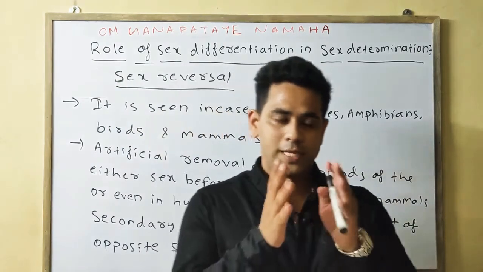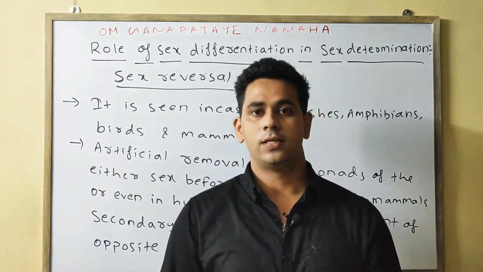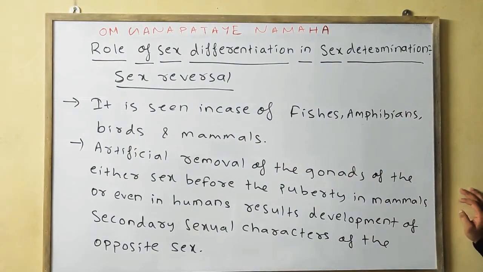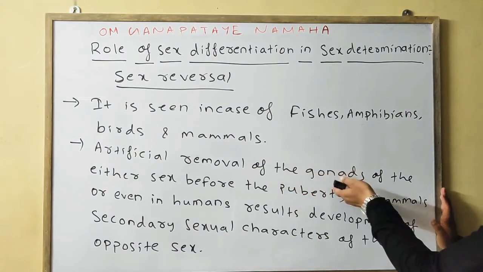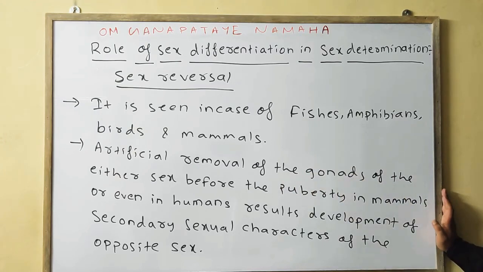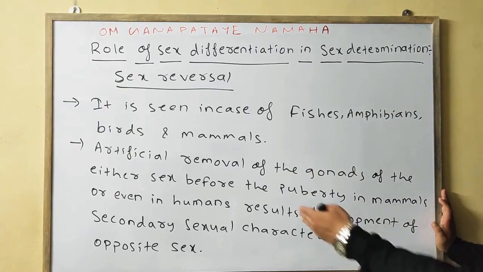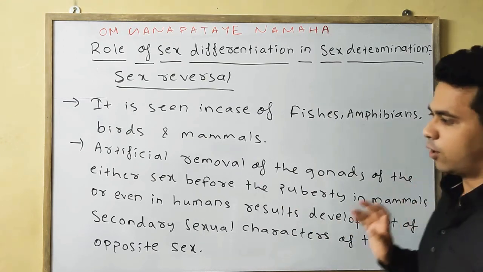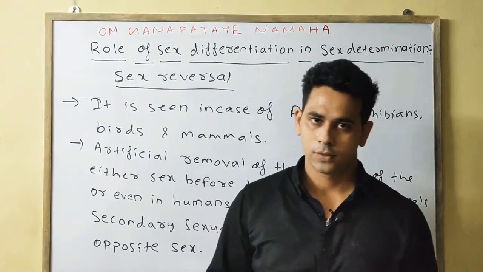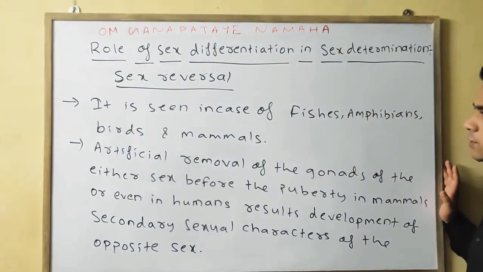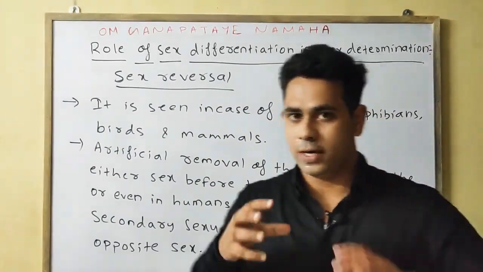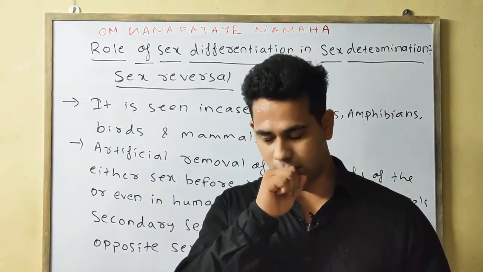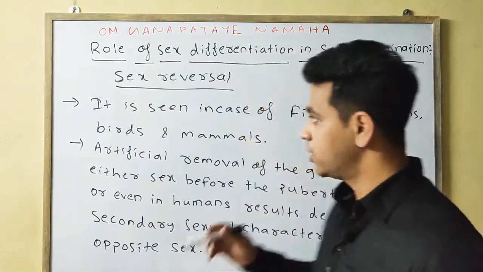So this is your sex reversal, which is generally seen in the case of the fishes, amphibia, birds and the mammals. Okay, artificial removal of the gonads of either sex before the puberty in mammals or even in humans results in development of the secondary sexual characters of the opposite sex. Okay, please note down. This is your sex reversal. We'll discuss some interesting examples, such as first we'll discuss the sex reversal in the chick. Okay, please note down.